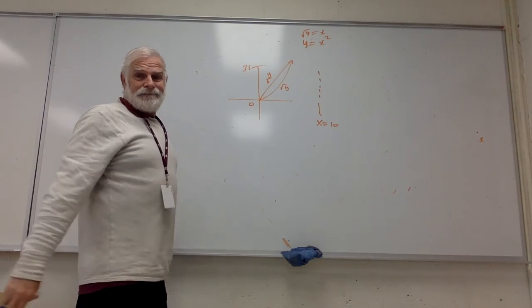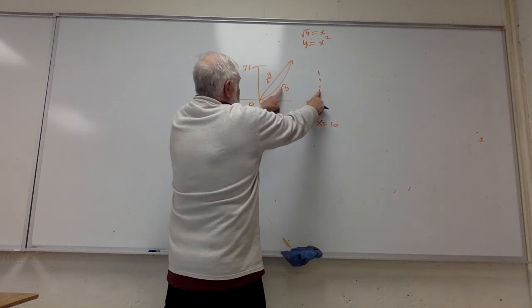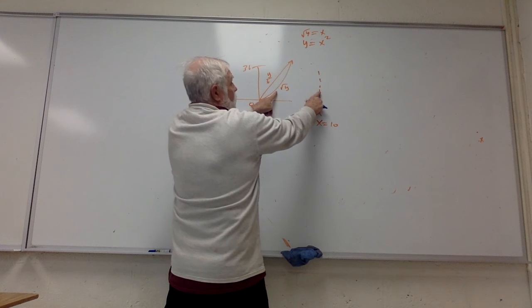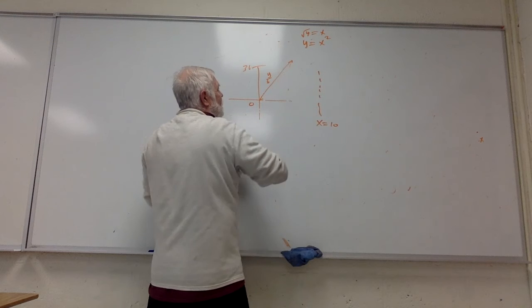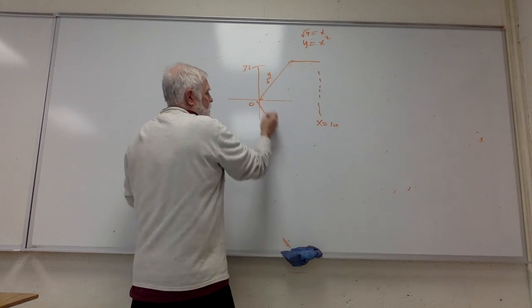What's the big distance? Is it from here to here or from there to there? Is that one bigger than this one? No. So let's erase that and let's just do a disk. And that disk would look like this.